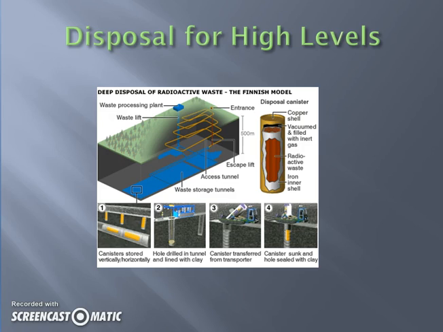This picture here is an illustration of the disposal of high levels of radioactive waste through geological disposal. As you can see, radioactive waste is surrounded by an iron inner shell, vacuumed and filled with gas, and enclosed with a copper shell, and this is buried hundreds and hundreds of meters into the ground.